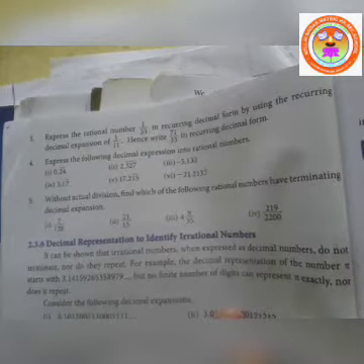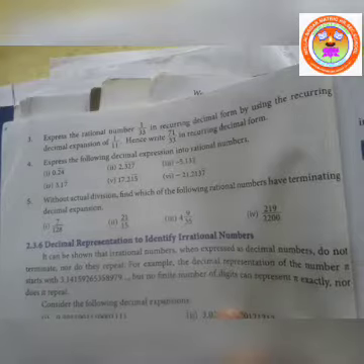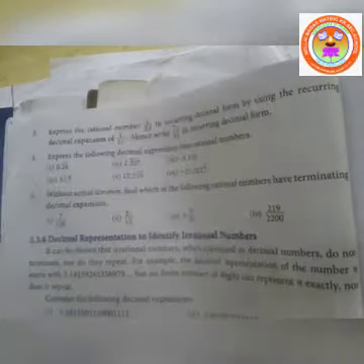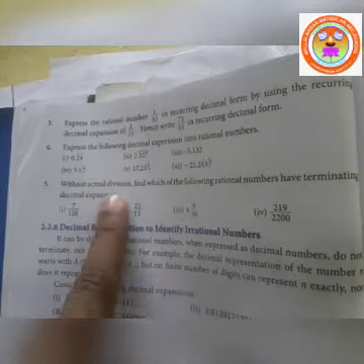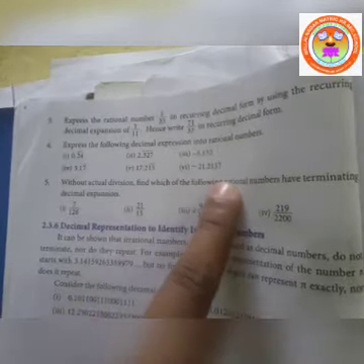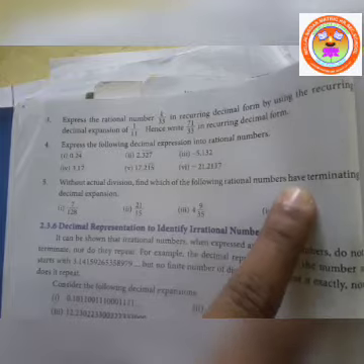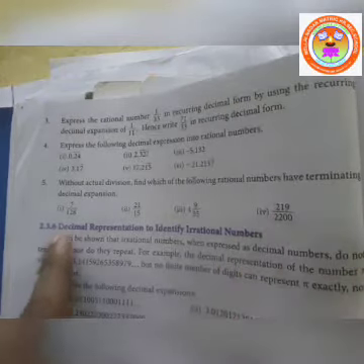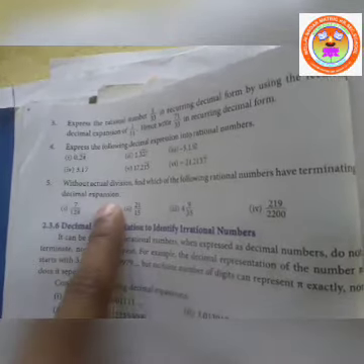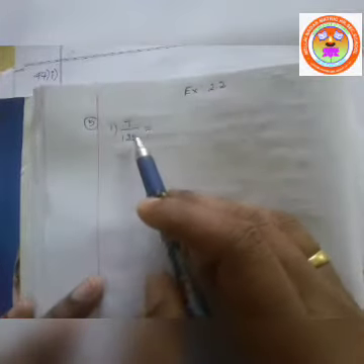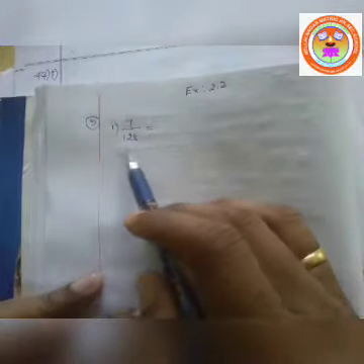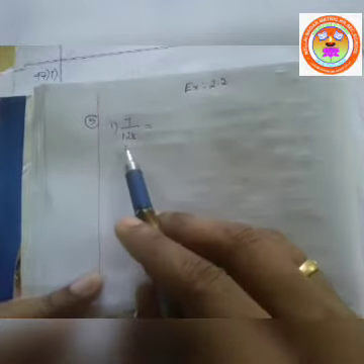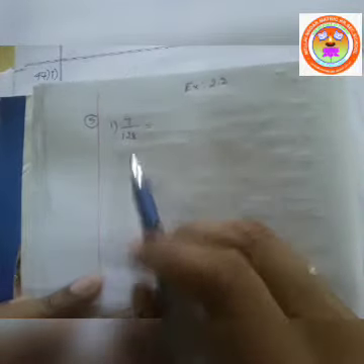In exercise 2.2, we have completed up to the 4th sum. Now we will continue with the 5th sum. Without actual division, find which of the following rational numbers have a terminating decimal expansion. It's very important to look at the denominator. Here the denominator is 128.